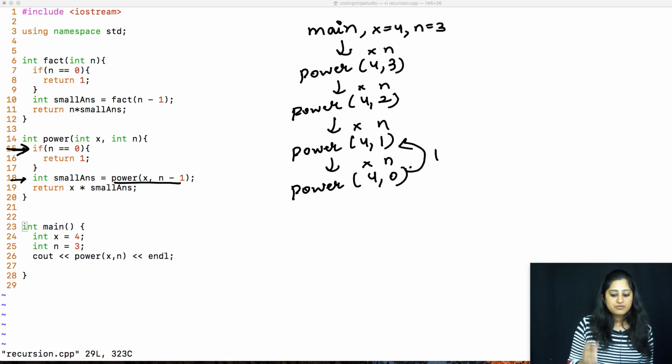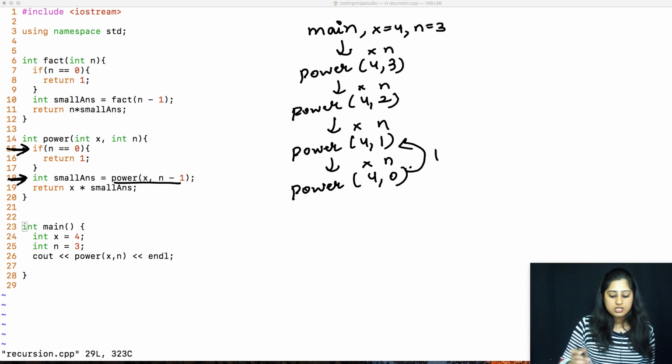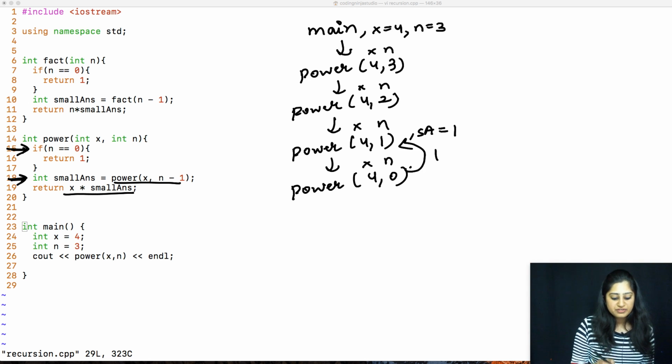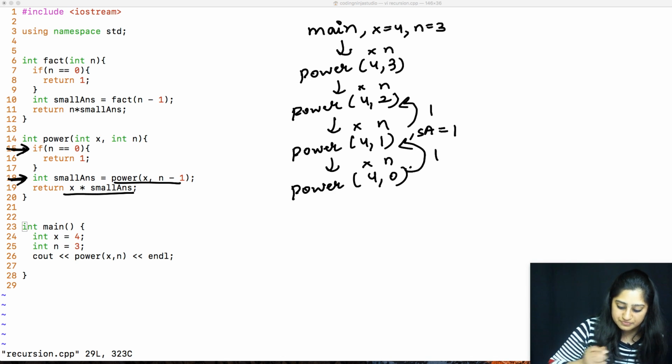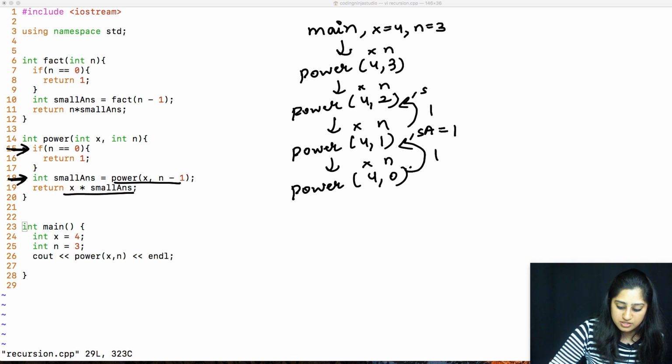Now power 1 is waiting for the answer from power 0. So power 0 has just returned its answer. So small answer now is 1. What will power 1 do? Power 1 will compute x into small answer. So x into small answer is 4 into 1. It will return 4.